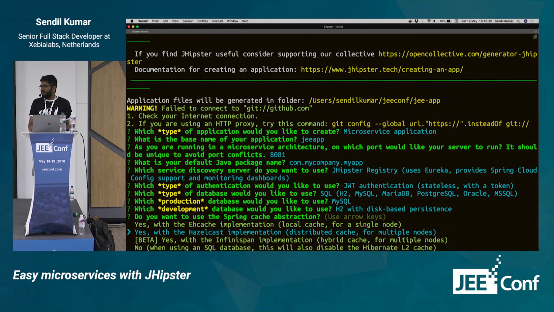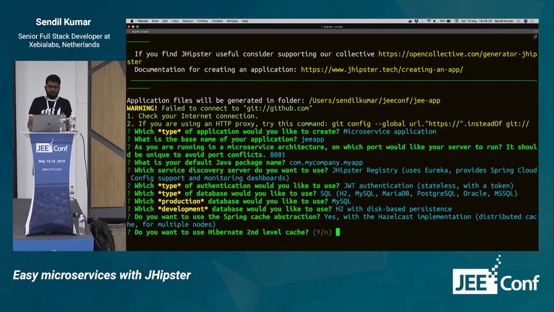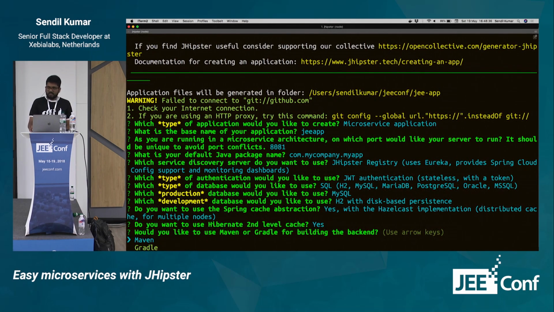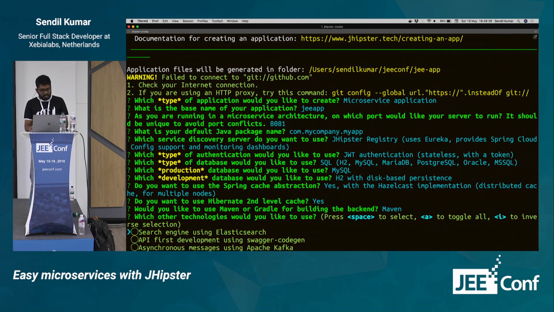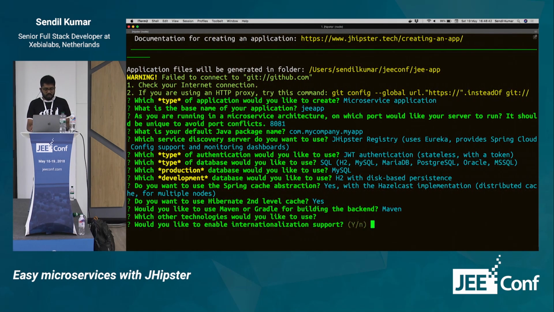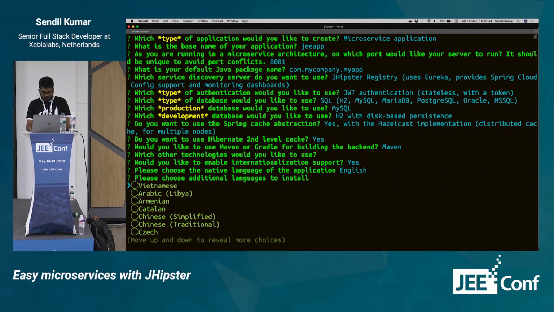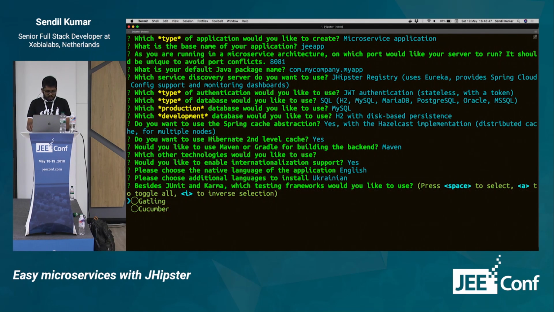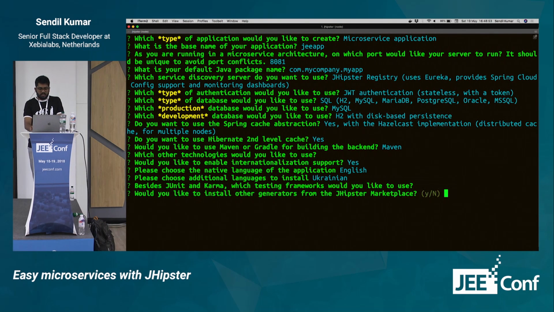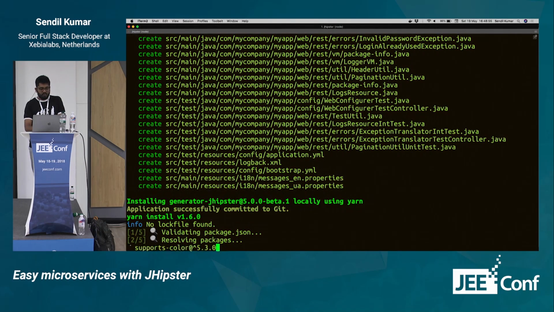And then we do have cache abstraction, which means it implements cache for you. Followed by that, Hibernate second level cache. I'm going with Maven again. And this is, again, the list of options that we have seen already. And the i18n support. Let me go ahead and select Ukrainian here. And the same kind of unit test or Gatling stuff. And then once it is done, let me go ahead to marketplace. So now it also generates an application.